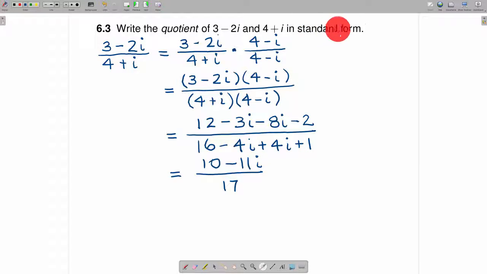We're almost to standard form. We want this to be a plus b times i, and to write it in that fashion, it will be 10/17, that is the a part, plus b, and b is negative 11/17 times i. So there is this quotient written in standard form.